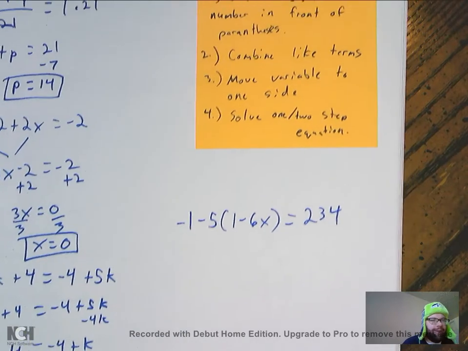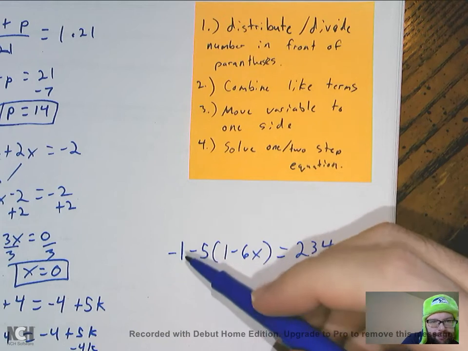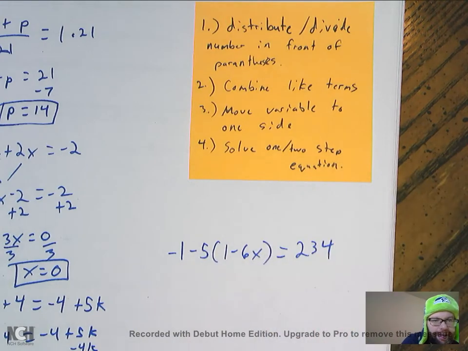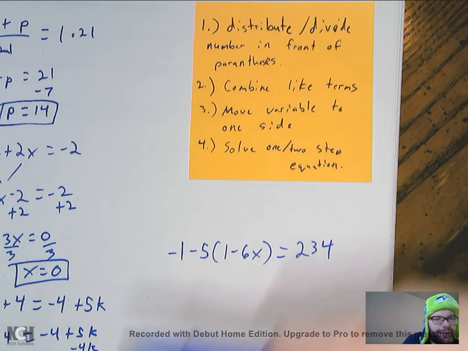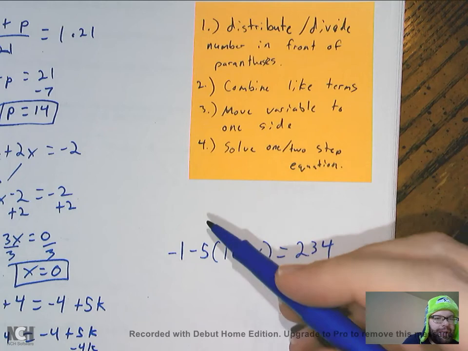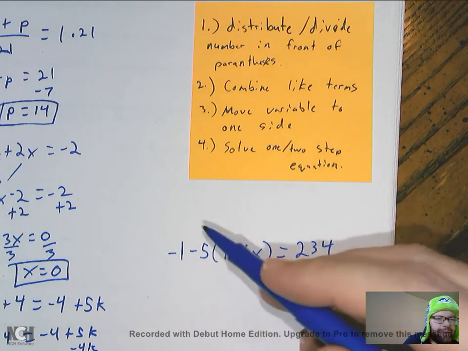Okay, and the last one, we've got a parentheses, right? So I've got to get rid of it. So I have two options. I can distribute right away and get rid of that negative 5 in the parentheses. Or if I wanted to do the division way, which I guess I'll do just to show you guys that it's possible, I need to get that negative 5 to be the only thing outside of the parentheses.